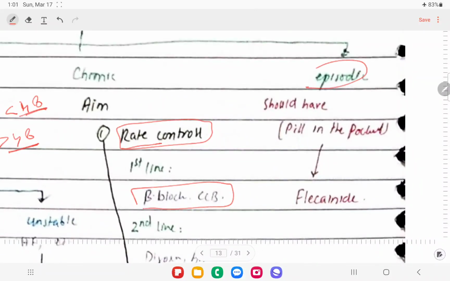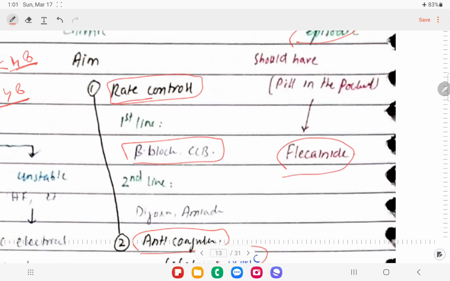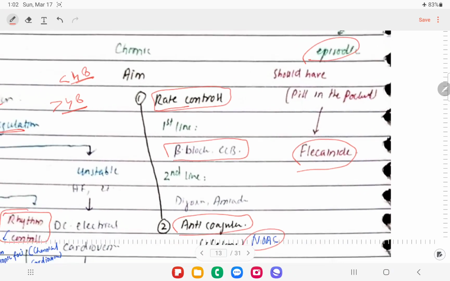For the episodic type of atrial fibrillation, these patients should have a pill in their pocket, that is flecainide. When we start flecainide, we have to give a beta blocker when these patients are having symptoms of atrial fibrillation. So in hospital, we give the beta blocker, and then after 1 to 2 hours we give flecainide 100 to 200 mg orally. If the symptoms get controlled, they can go home. This type of episodic atrial fibrillation can be treated with beta blockers first and then flecainide, right?